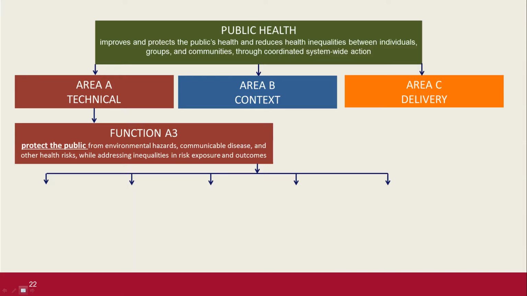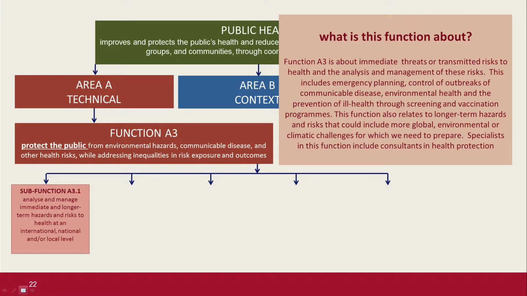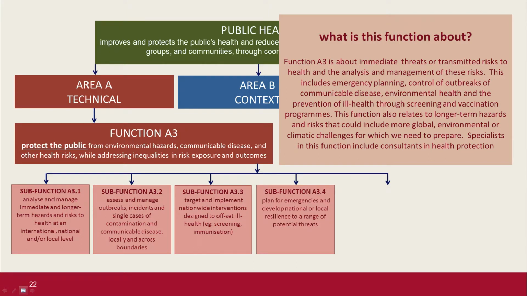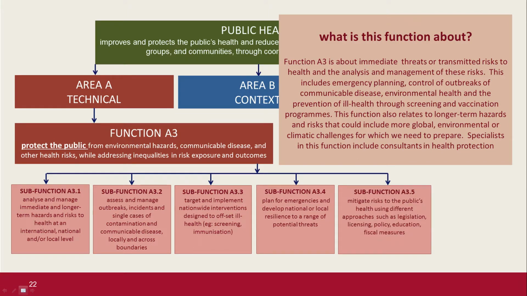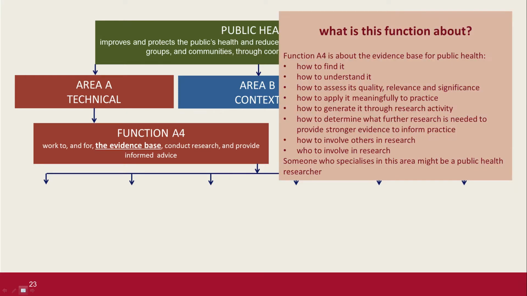Function A3 identifies those public health functions that protect the nation's health. This includes activity that might be delivered by a number of agencies and through a number of approaches, such as civil contingency, emergency planning, environmental health, infectious disease control, and nationwide immunisation against infectious disease. Function A4 looks at public health research, the evidence informing practice, and also the development of the evidence base.